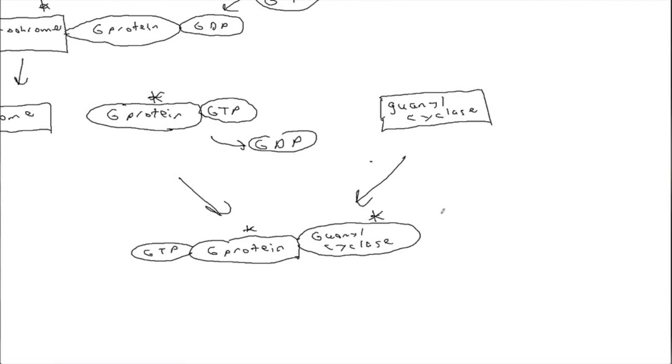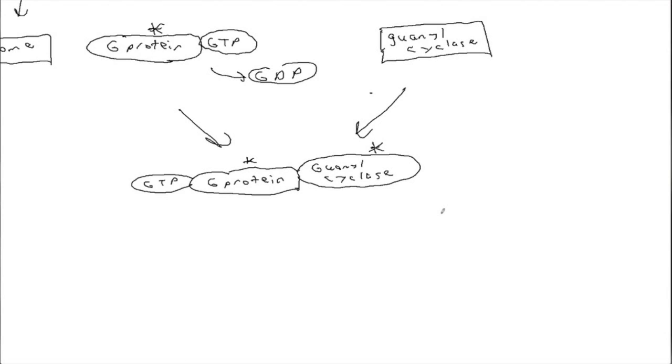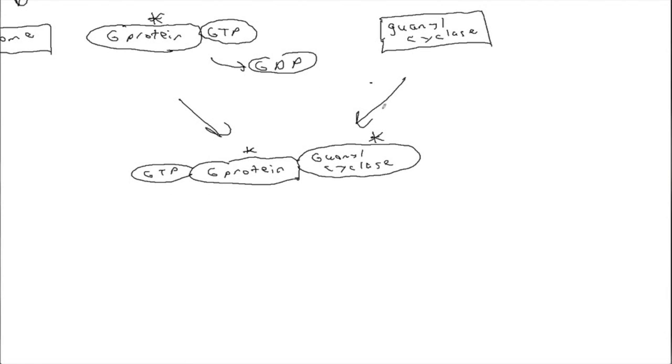Is this clear so far? So far, yeah. Okay, so now we're ready for the next step. So what is this activated guanyl cyclase going to do? Well, it's going to take another molecule of GTP and it's going to turn it into what's called cyclic GMP. So notice here what's happening is the guanyl cyclase turns GTP into cyclic GMP.